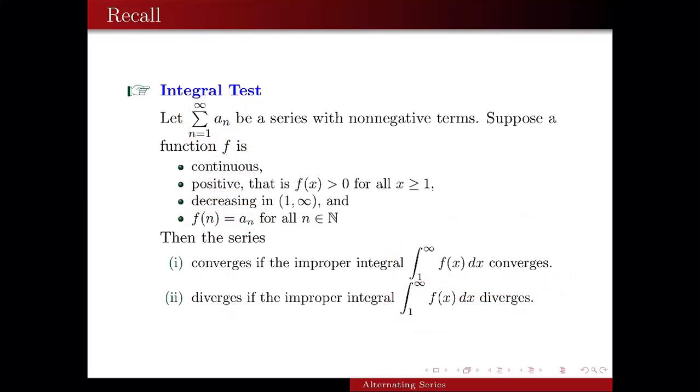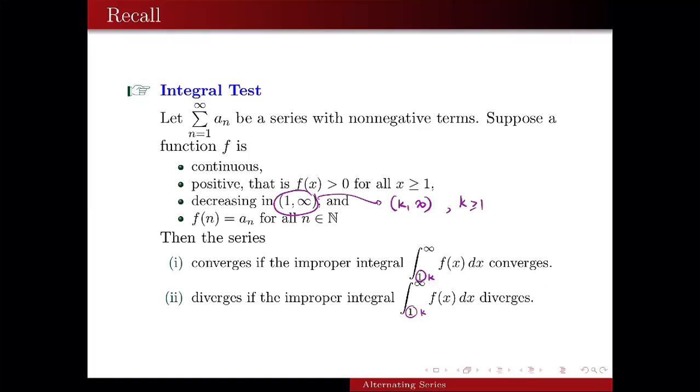And again, this interval here can be replaced by other intervals, k up to plus infinity for some k greater than or equal to 1, which means you just need to check the continuity on this interval, the positivity on this interval, the decreasingness on this interval, and of course, this lower limit will be changed to k. But same conclusion. You will get the same conclusion.